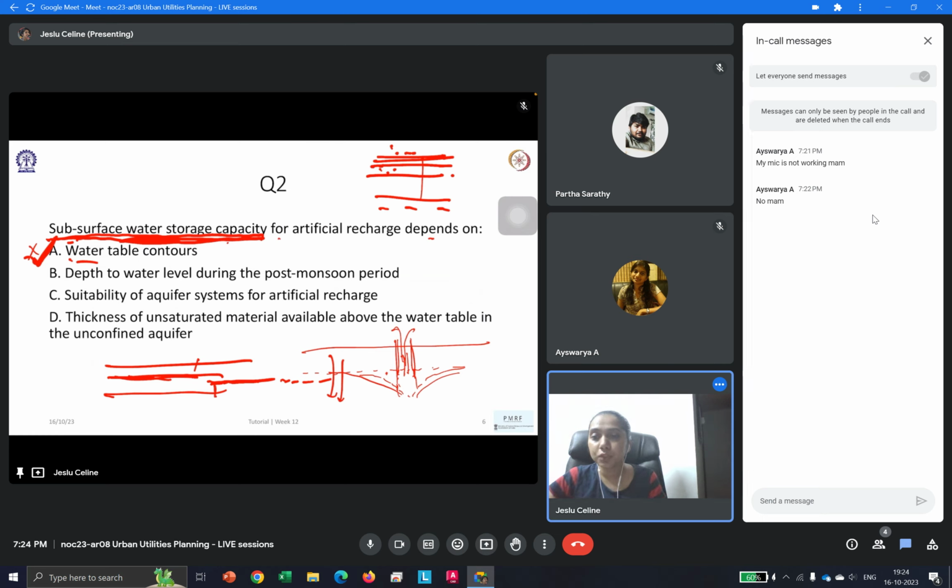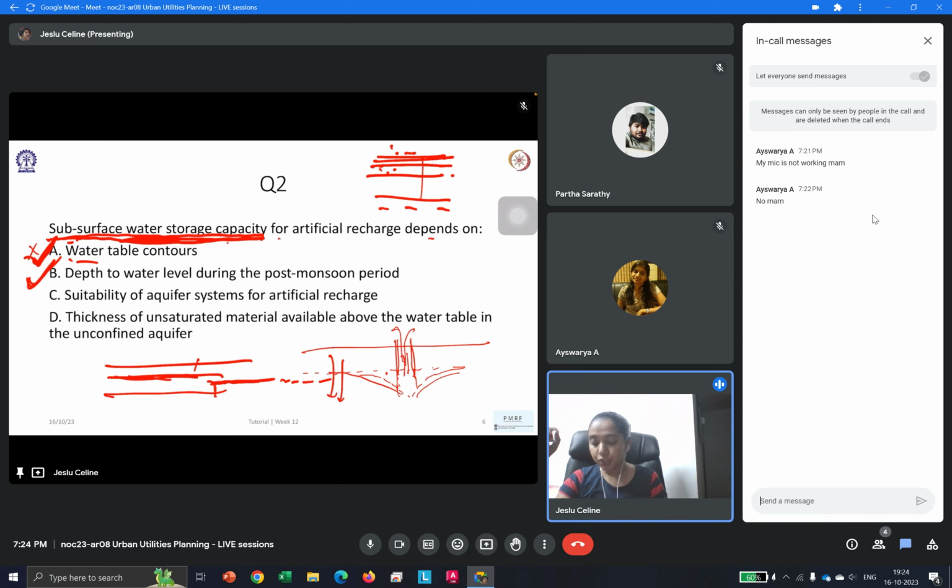B, depth to water level during the post-monsoon period. Yes, that also influences because it's the same thing. What is the depth to the water level, where is the water level and what is the depth to it? That also influences how much water can be stored. Based on this depth, that much water can be stored in the subsurface. So yes, that also influences.